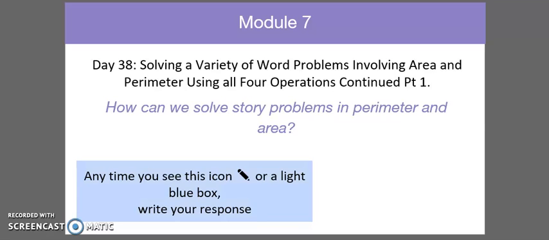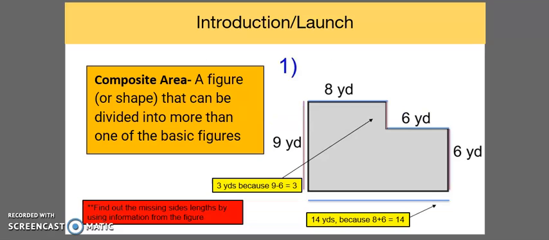Welcome. My name is Jerry Sunarine, and today we're going to be looking at how we can solve story problems in perimeter and area. Before we get into today's lesson, we're going to review what a composite area is.